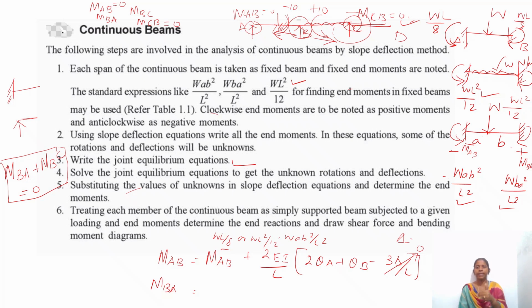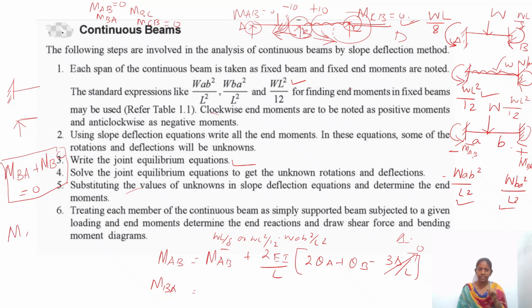We can write continuously if the span extends further. Here only two spans are considered, so only one joint equilibrium equation can be formed, that is MBA plus MBC equal to 0. So you use this equation as one of the boundary conditions. In general, we should be clear with the boundary conditions.